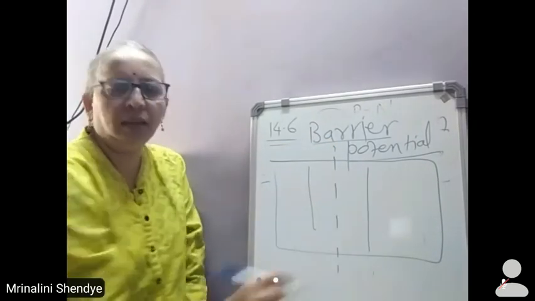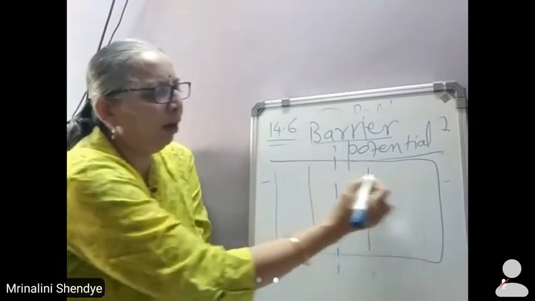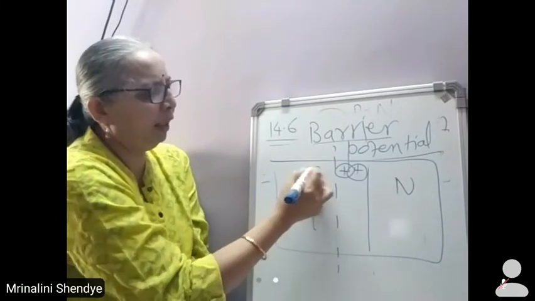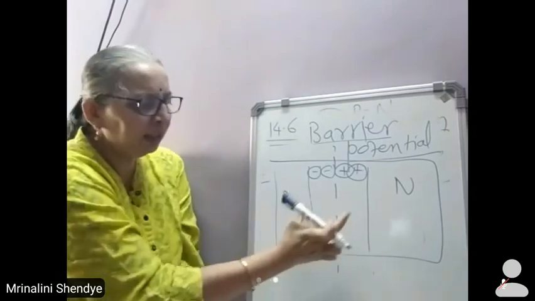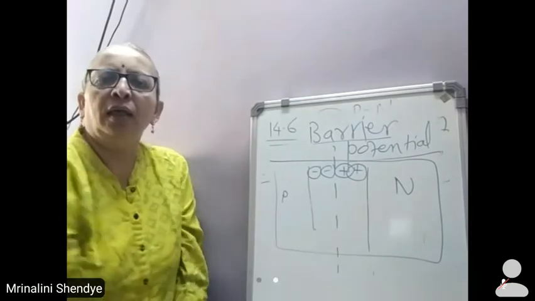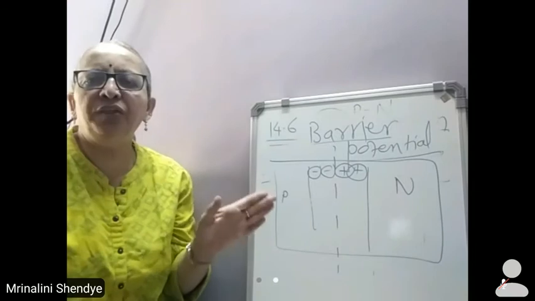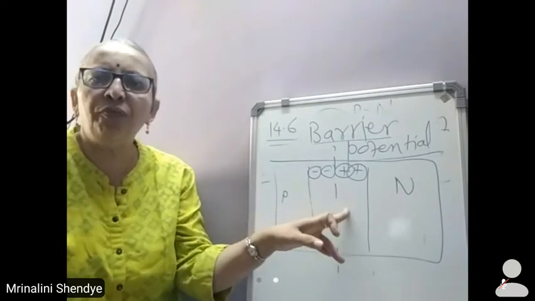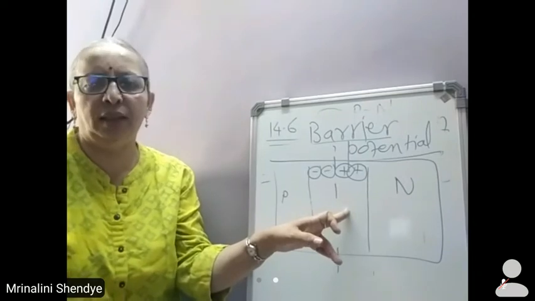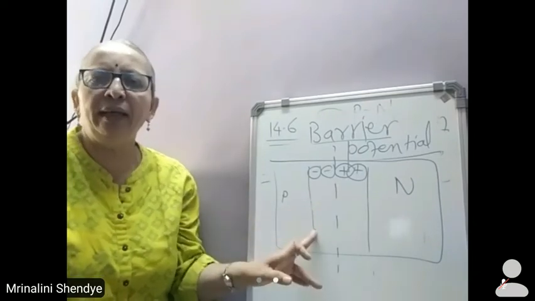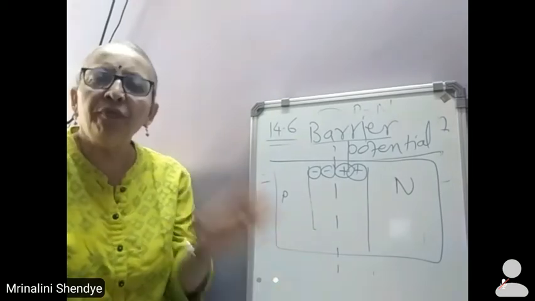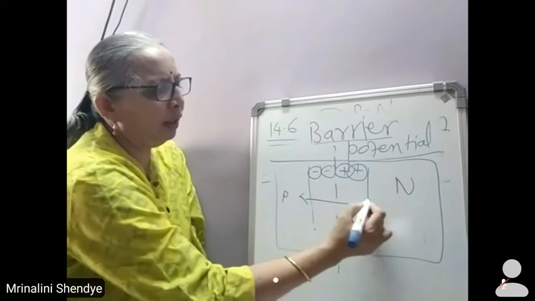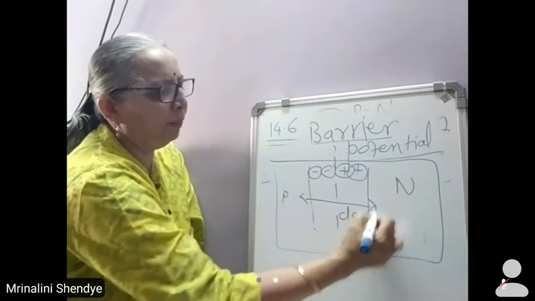this is accumulation on both sides. In N type you get positive ions, in P type you get negative ions. So within this region we don't get any free charge available. Neither hole is present nor free electron is available for conduction. It is depleted of free charge carriers, and hence this is called the depletion layer or depletion region.